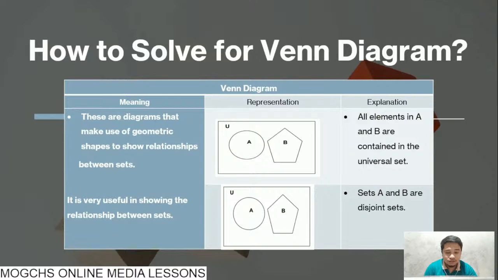Here in this presentation, we can say that sets A and B are disjoint sets. You already know what disjoint sets are. Disjoint sets are those that have nothing in common between the two. So, the Venn diagram shows them with no overlap.